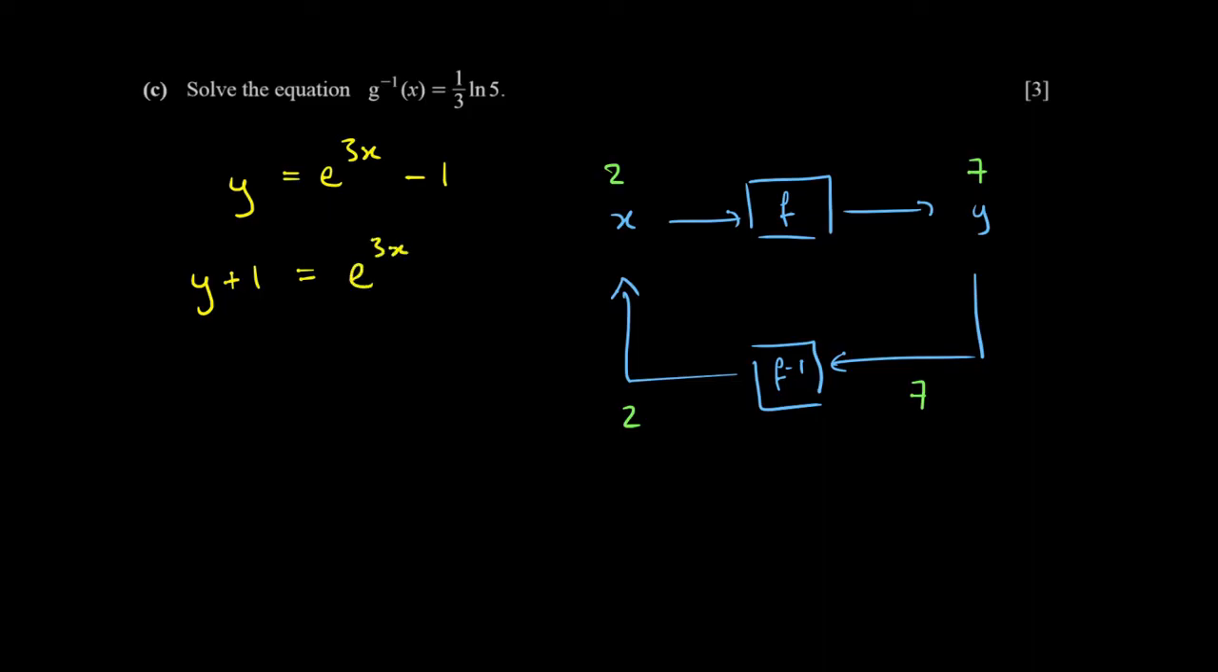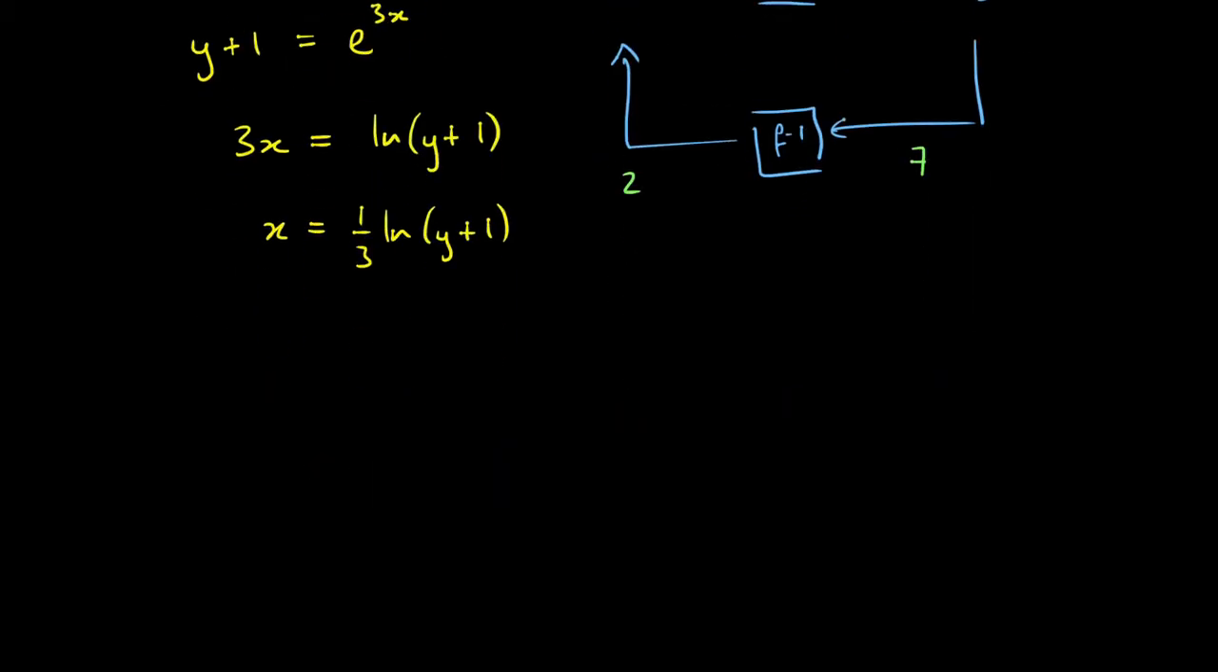I'm then going to convert this to logarithmic form. So 3x is equal to ln(y + 1). Then I'm going to divide both sides through by 3. So x is equal to a third of ln(y + 1). And then the final step for the inverse function is that we just replace the y with x, because in a way the output y becomes our new input x. So that is a third ln(x + 1).